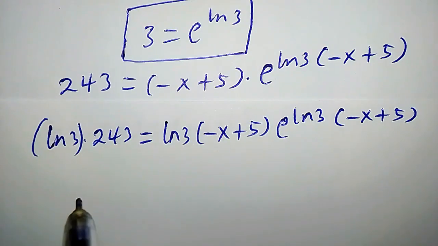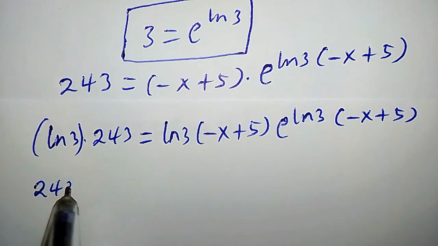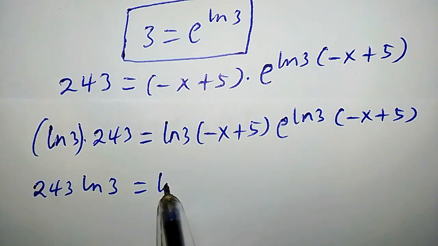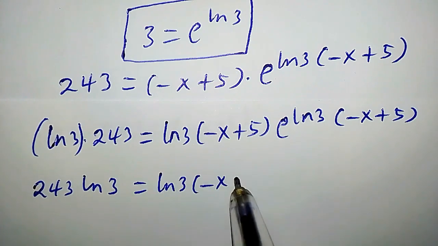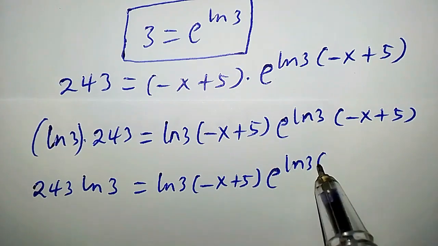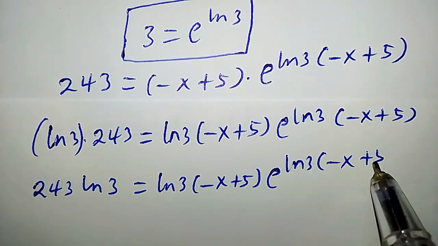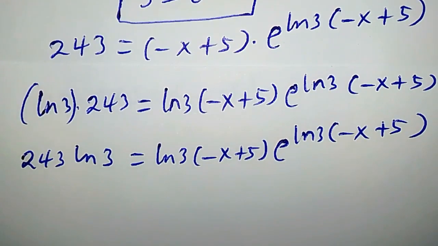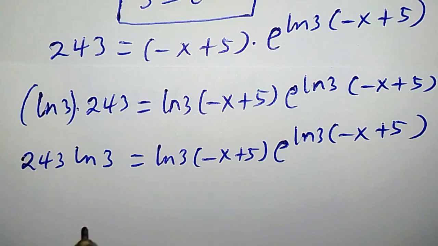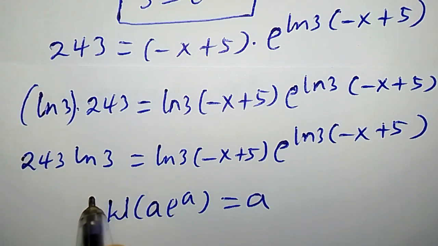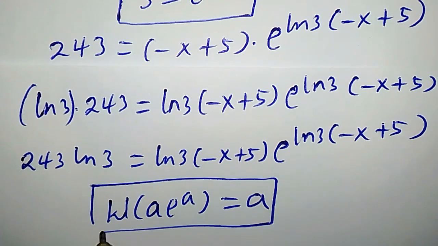Let's proceed further. Ln 3 times 243, that is 243 ln 3 equal to this right hand side, ln 3 times minus x plus 5 times e to the power of ln 3 times minus x plus 5. At this stage, it is sufficient to recall the Lambert W function formula, which says W of a times e to the power of a is equal to a. Take note of this, it's very important.